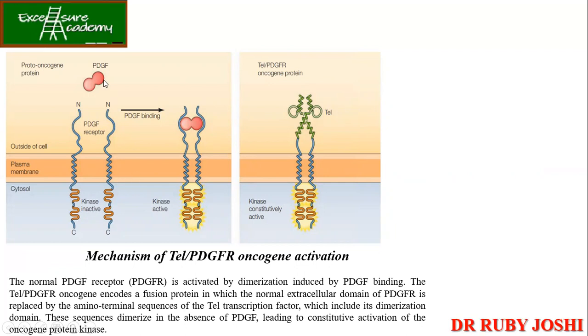So normally what happens is that the PDGF comes and binds its receptor. Then the kinase domain over here gets activated and they self-phosphorylate.